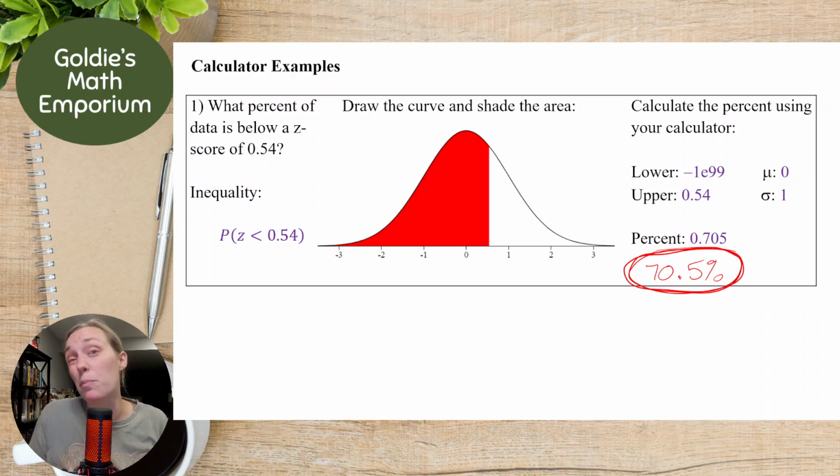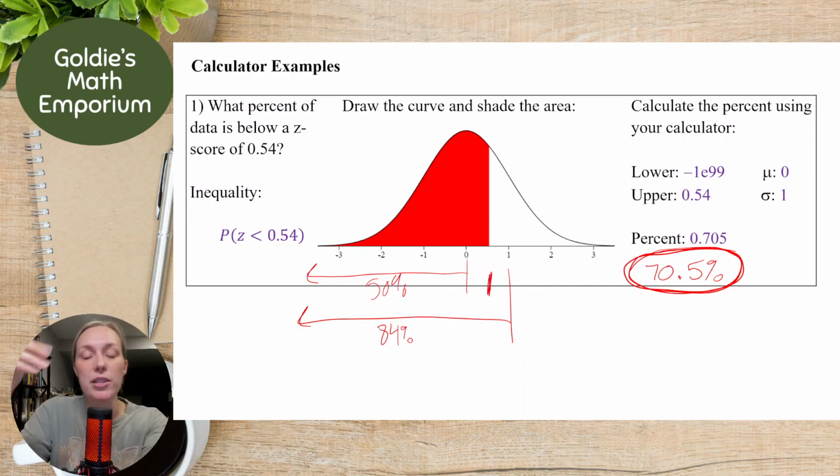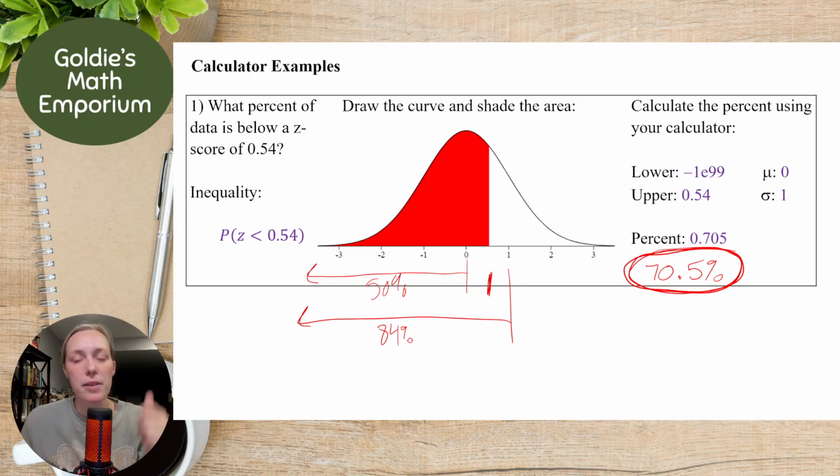Just know that you might see it both ways, okay? But that's on par with what we were thinking, right? Because we know that 50% is less than 0, and we know that less than 1, we know that this is 84%, right? So about 70.5%, that's pretty expected, okay? That's on par with what we know with our empirical rule, all right?